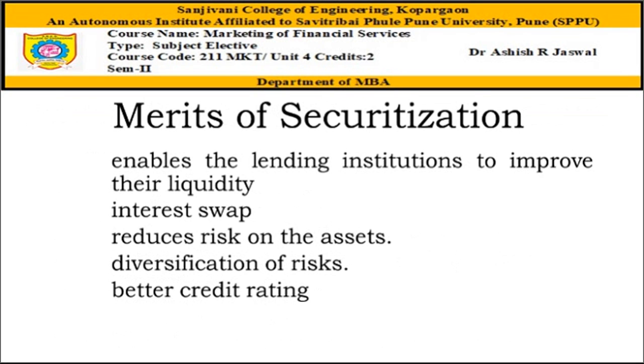Moving forward, let us try to understand the merits of securitization. First, it enables the lending institutions to improve their liquidity. It improves liquidity by converting their long-term assets for securitization. With increasing turnover of the resultant liquidity, the earning of the originator definitely goes up. The second benefit is interest swap. Financial institutions can gain in securitization by interest swap. What is interest swap? Interest swap is an interest rate derivative. It involves exchange of interest rates between two parties.